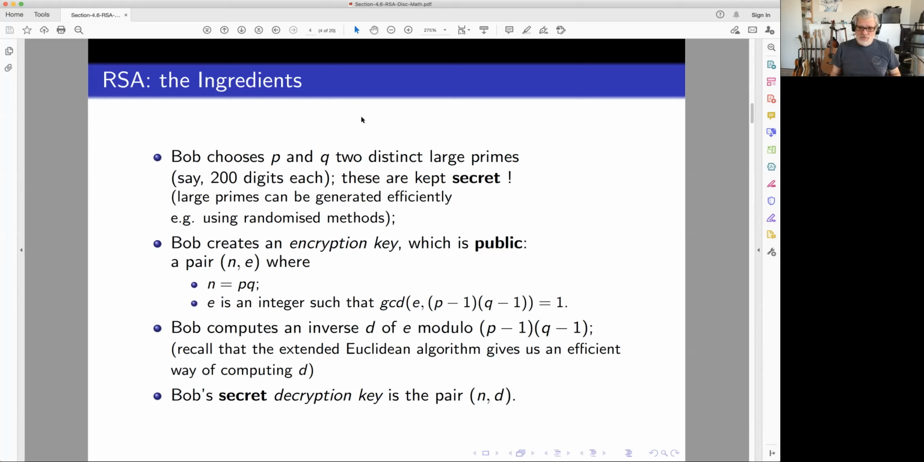Bob is going to compute an inverse of e mod (p minus 1)(q minus 1). We know this exists, because e and (p minus 1) times (q minus 1) are relatively prime. We know e has an inverse mod (p minus 1)(q minus 1). We call it d. Remember that we can actually compute this efficiently by using the Euclidean algorithm and backtracking. I didn't show you all the details on what it means for this to be efficient and fast; we're not going to go there. We don't have time. So you'll have to believe that this is efficient. If you don't believe me, then you'll have to read about it by yourselves.